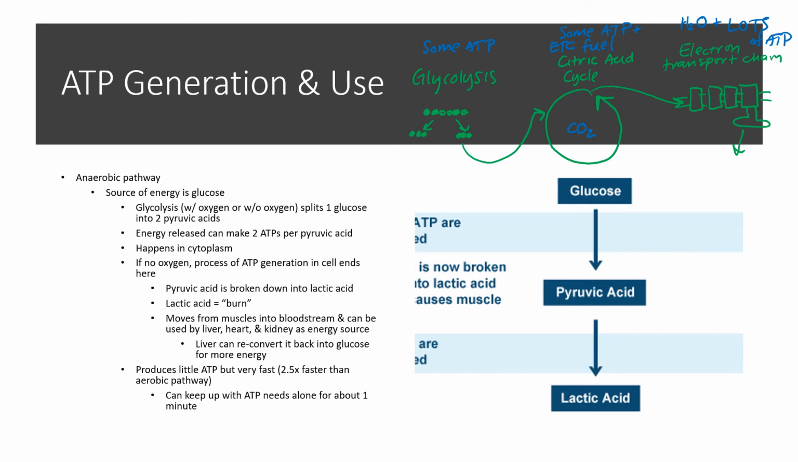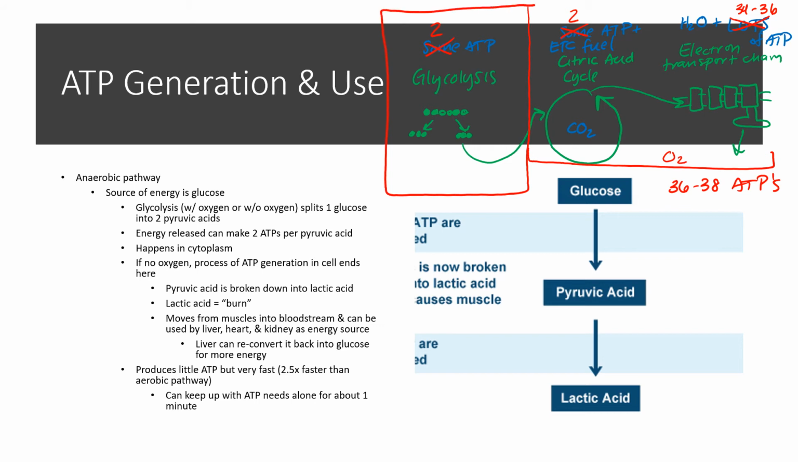Glycolysis, more specifically, makes 2 ATPs. The citric acid cycle makes 2 ATPs, and the electron transport chain makes 34 to 36 ATPs. So if you do the whole oxygen-fueled stuff, because all this requires oxygen, you end up with 36 to 38 ATPs. But since all that hugely ATP-generating stuff requires oxygen, you can still make ATP, just a lot more slowly, by sticking with this step.